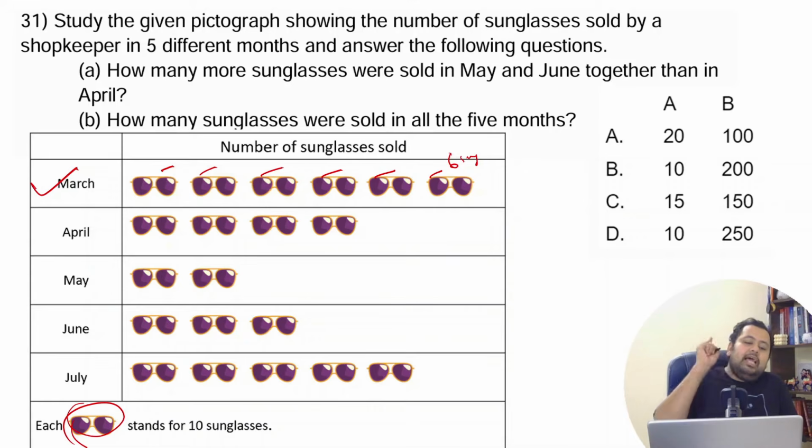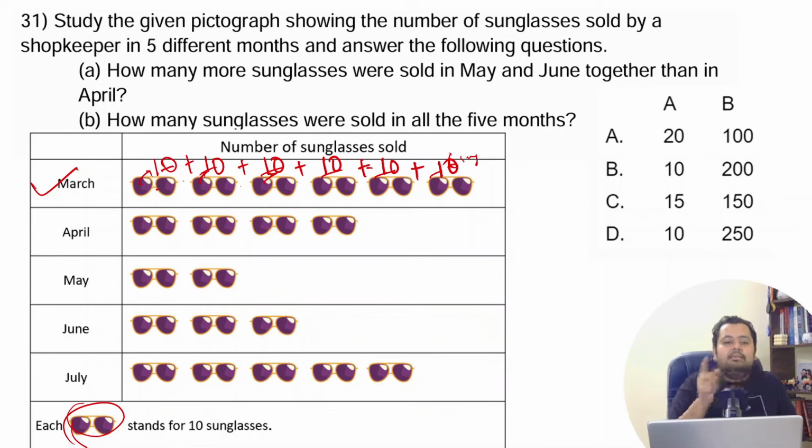One image of sunglass actually represents 10 sunglasses. So in March, how many sunglasses were sold? It was nothing but 10 plus 10 plus 10 plus 10 plus 10 plus 10, right? So each sunglass represents 10. I've written 10 for each sunglass I see in this image. So if you add all of it, 1, 2, 3, 4, 5, 6, in March it will be 60.